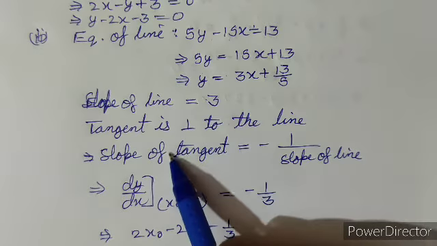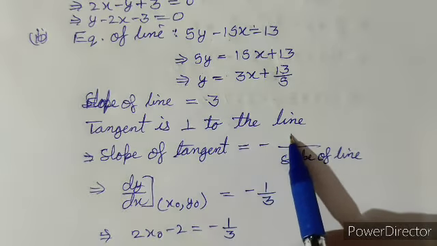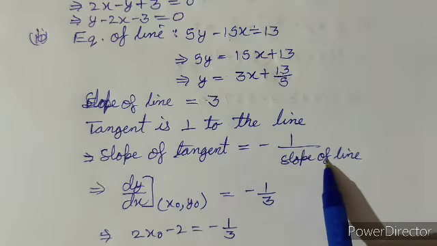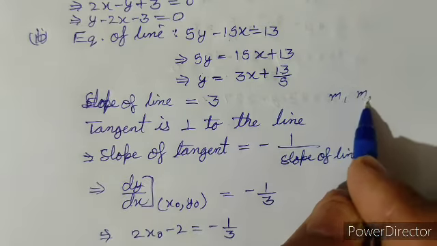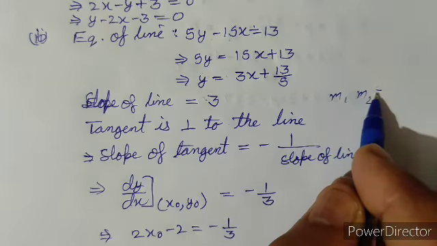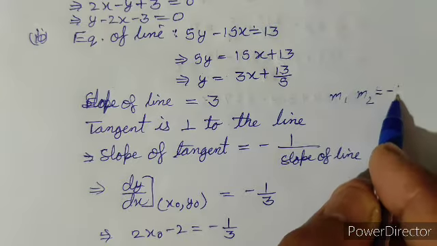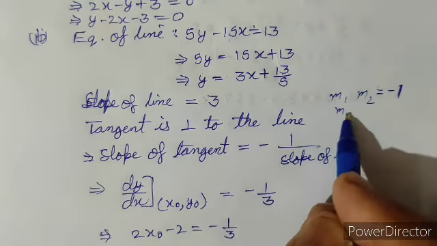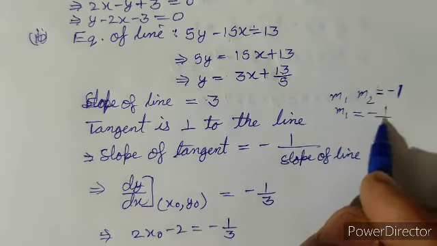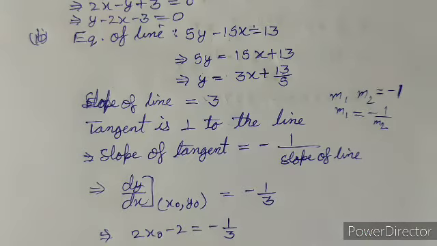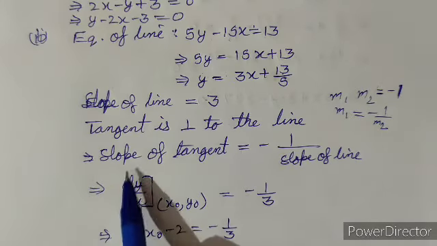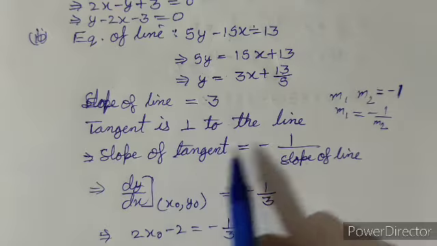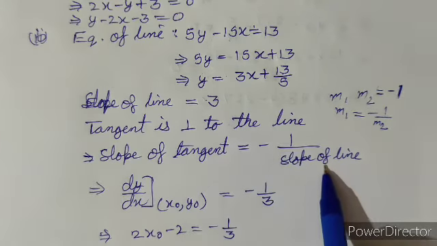Now tangent is perpendicular to this line. That means slope of the tangent will be equal to minus 1 upon slope of the line. Now if the slope of two lines is m1 and m2 and both are perpendicular to each other, then m1 m2 is equal to minus 1 and that means m1 will be minus 1 upon m2. The product of the slopes of perpendicular lines is equal to minus 1. And from this we can say that slope of tangent is equal to minus 1 upon slope of line.